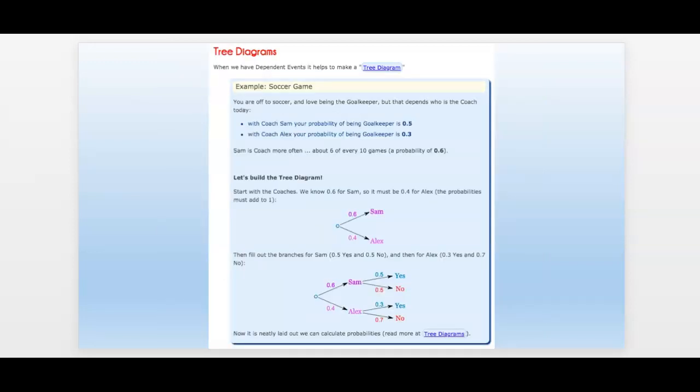Guys, for dependent events, we sometimes make a tree diagram. I just want to show them to you. It's kind of a preview of something that we're going to be doing next week. You can use tree diagrams with dependent events to calculate different probabilities of multiple events, known as conditional probability.